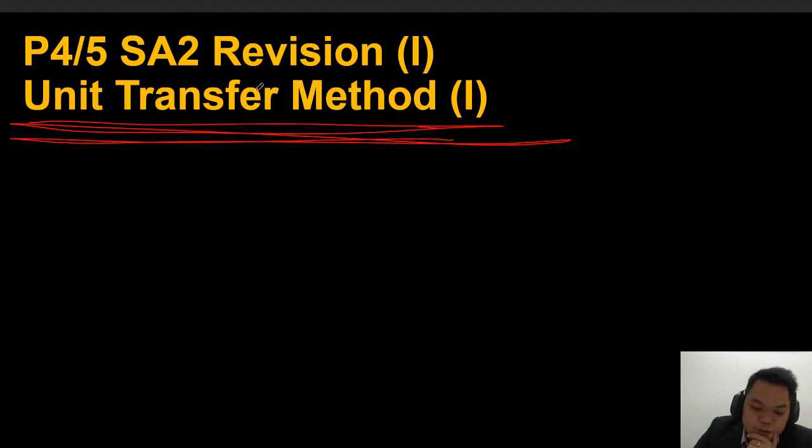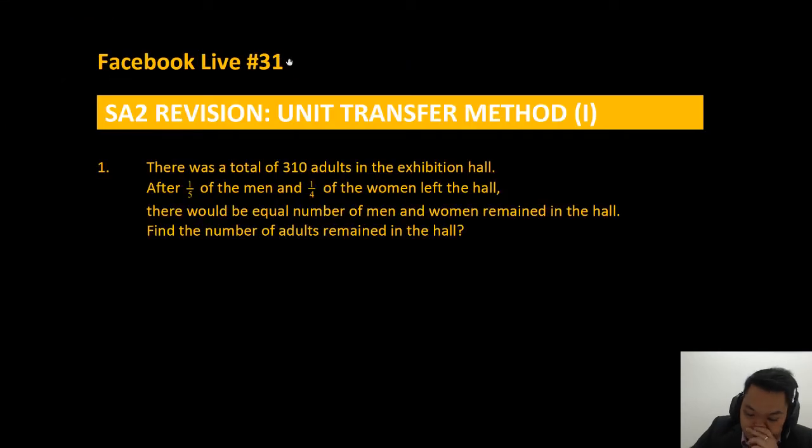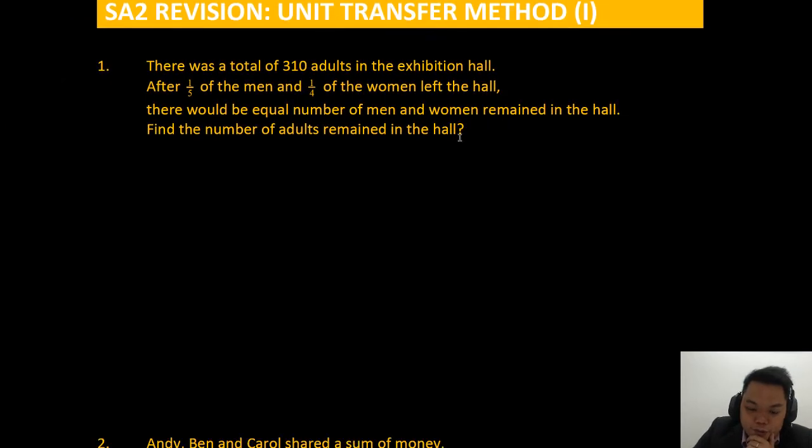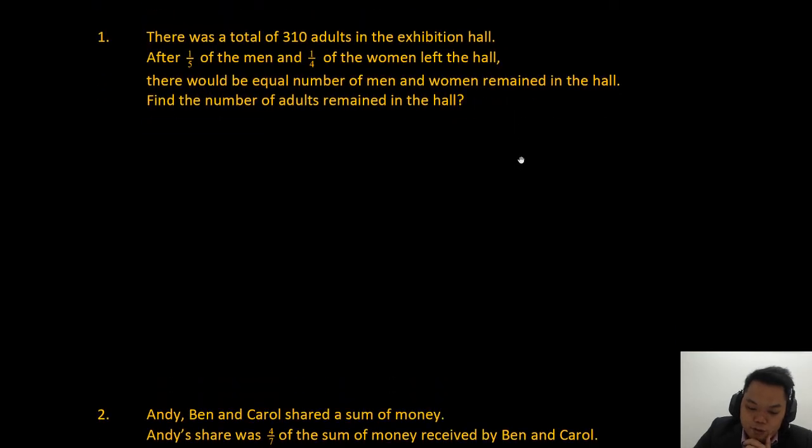Okay, so today let me talk about this in good detail. Now, first part on unit transfer method. So there's 5 questions to this. Now there was a total of 310 adults in the exhibition hall. After 1/5 of the men and 1/4 of the women left the hall, there will be an equal number of men and women remaining inside the hall. Find the number of adults remaining in the hall.